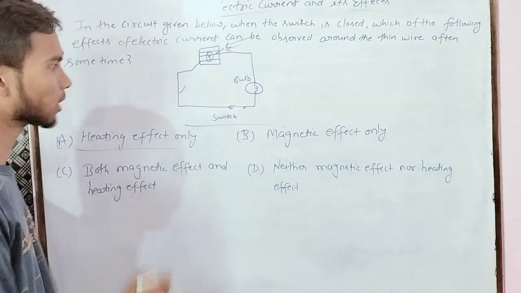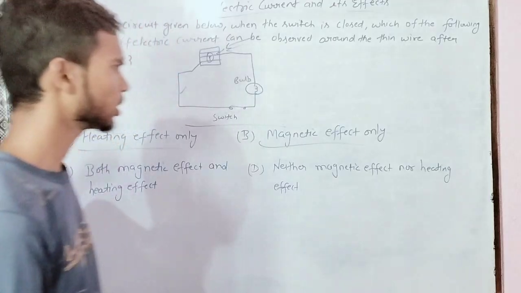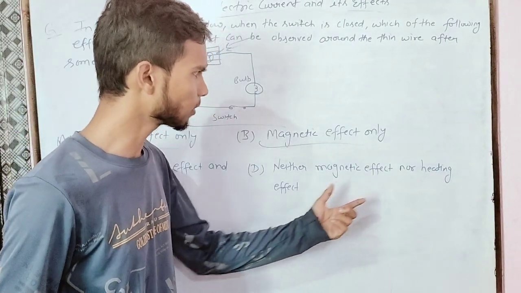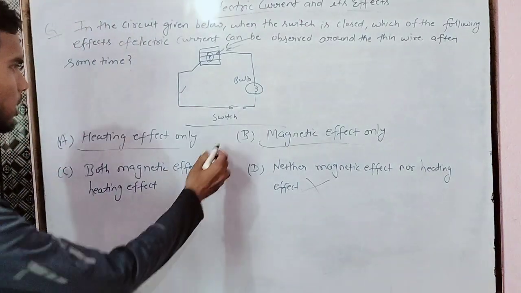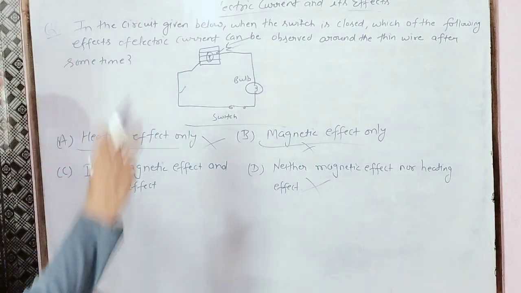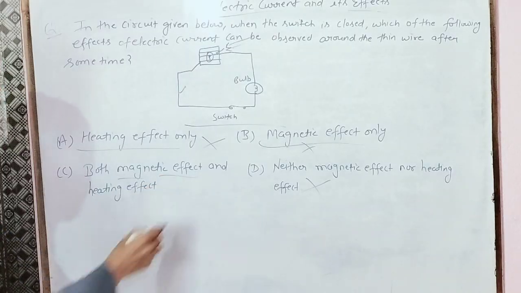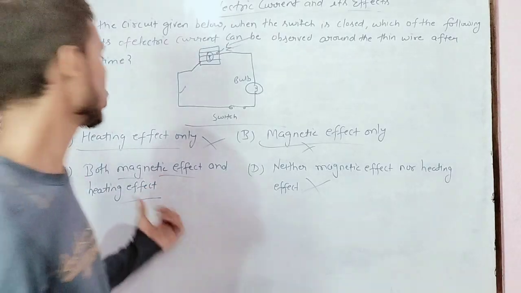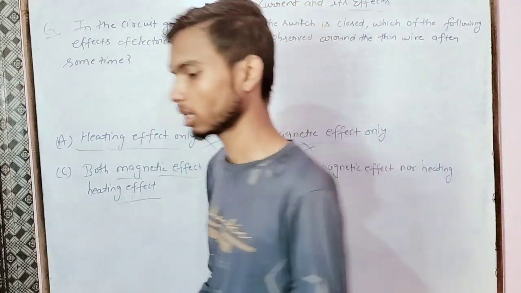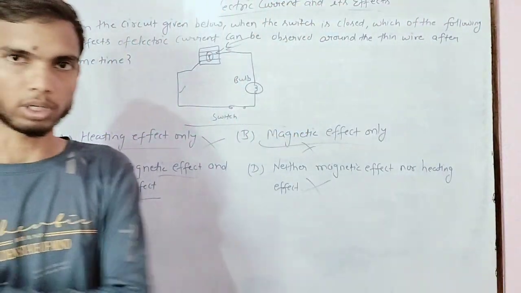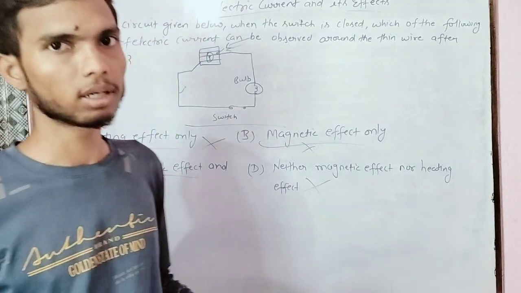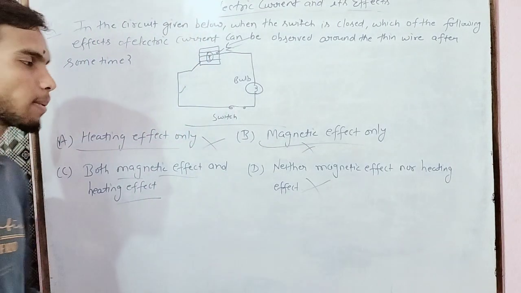So not only heating effect, not only magnetic effect. Neither magnetic effect alone nor heating effect alone, it is incorrect. This is also used. In this circuit, we have two effects. First, magnetic, second, heating effect. So C would be the answer for this question. That is how you will answer logically. Okay, not unnecessarily, not blindly.